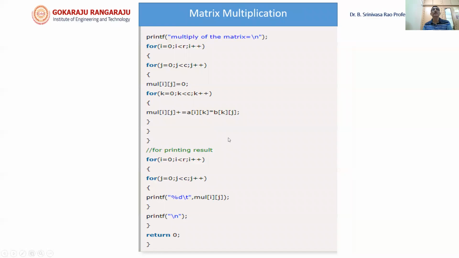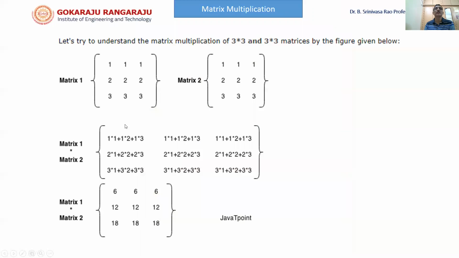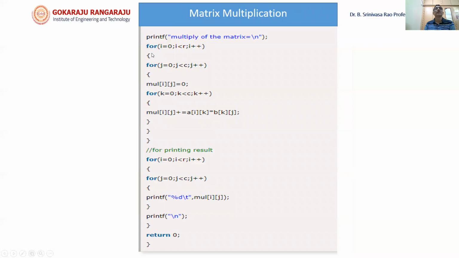Now once both the matrices are available in the computer memory, our next step is to multiply. For multiplication, we implement the logic that we have already seen in this diagram. So for i is equal to 0, i is less than r, i plus plus. For j is equal to 0, j is less than c, j plus plus. Initially we take MUL i comma j is equal to 0. Now for k is equal to 0, k is less than c, k plus plus, MUL ij is equal to MUL ij plus a ik star b kj. So it will calculate the ijth element of the third matrix, that is the multiplied matrix.